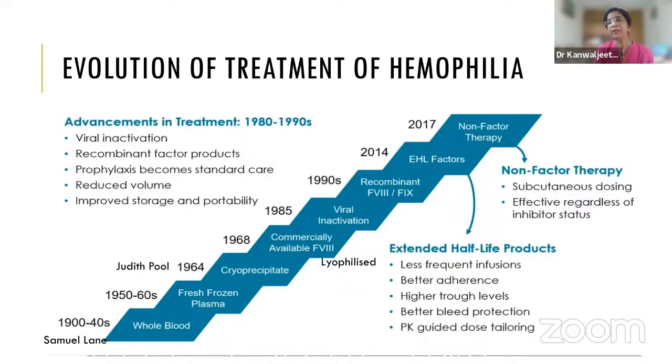Now, we also have extended half-life factors. We'll discuss the rest in detail. It leads to less frequent infusions because the half-life is prolonged. It leads to better adherence because the frequency is reduced. Trough levels are higher, and hence it leads to better protection. So it leads to better control of the disease as well as better compliance for the patient. Non-factor therapies we'll discuss later.